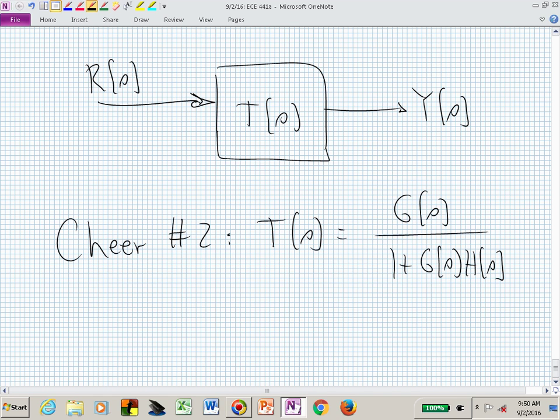And we'll pick up at that point on Wednesday. No class on Monday.